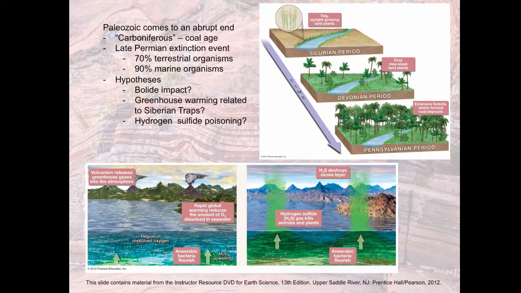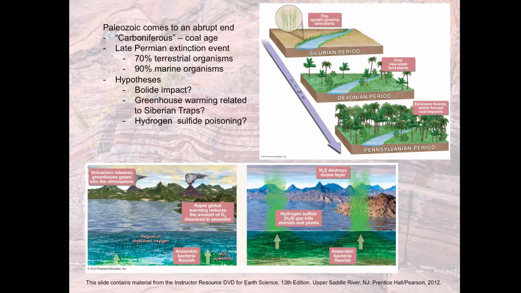Now, the Paleozoic comes to an abrupt end after the Carboniferous, or after the Permian, or in the Permian, during the late Permian mass extinction. It's one of the greatest or largest extinctions that earth scientists have been able to discern from the fossil record, the rock record. It's where 70% of terrestrial organisms were wiped out and 90% of marine organisms wiped out.